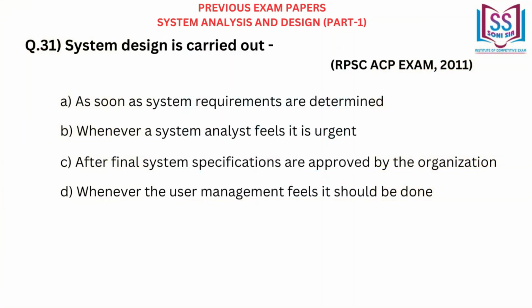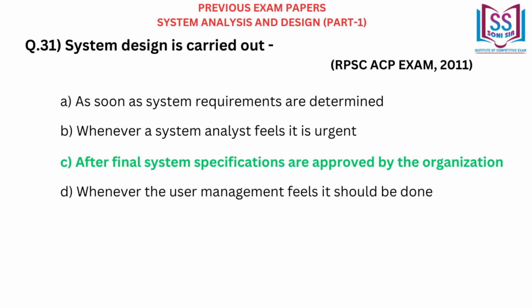System design is carried out: A. As soon as system requirements are determined. B. Whenever a system analyst feels it is urgent. C. After final system specifications are approved by the organization. D. Whenever the user management feels it should be done. Correct answer: C. After final system specifications are approved by the organization.